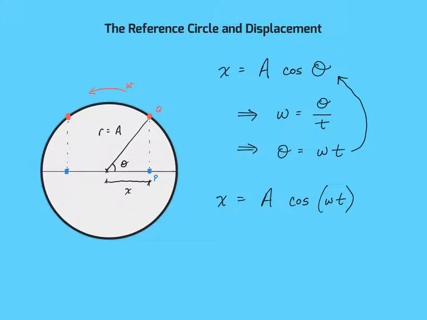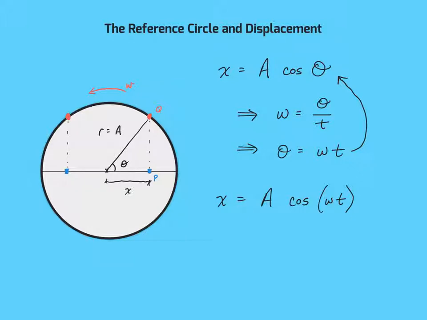Okay, and understand that this directly relates to the motion of a mass on a spring. At any point, if we know what that amplitude is, and if we know what this angular velocity is, and at a certain point in time, we can figure out where that mass is.